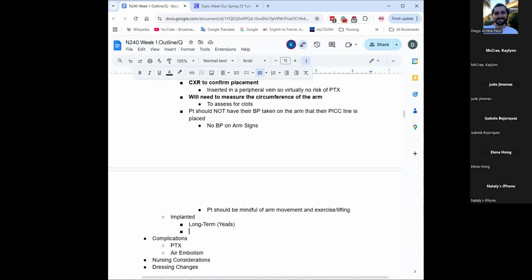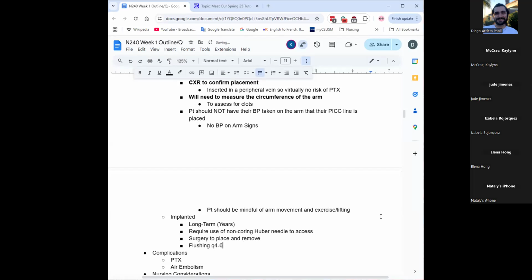It requires access. What else? It's not too much. I guess you need surgery to place and remove it. This one also requires flushing, just to give a general estimate, with heparin. Is it painful to access the port?